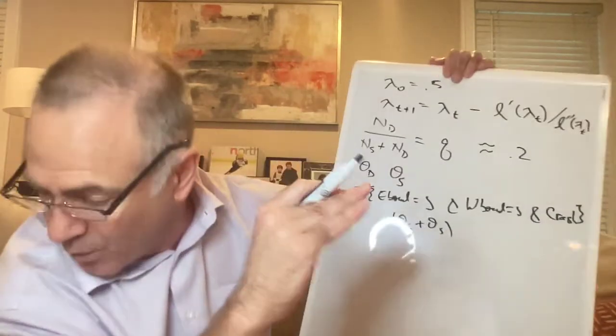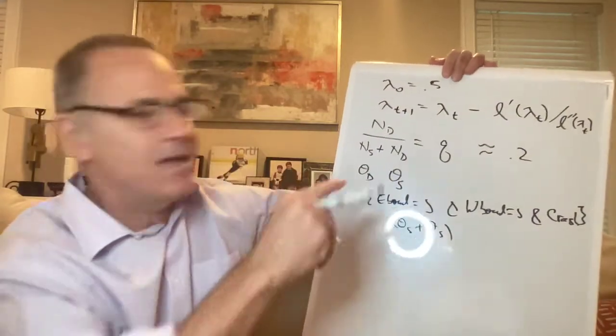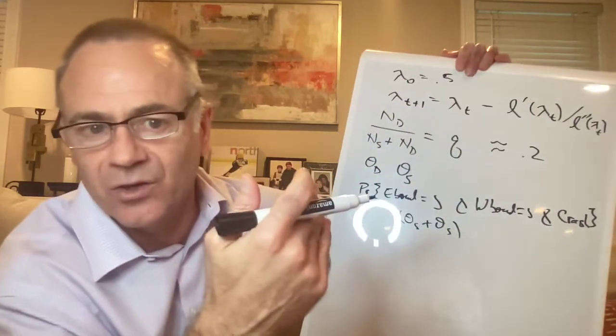So Levitt and Porter already calculated those things, but they did it as a function of N, D, and S. I want you to do it as a function of Q.